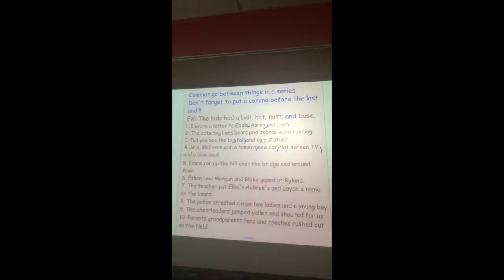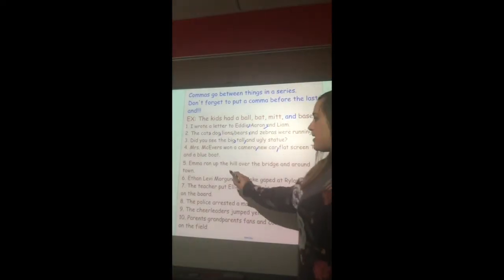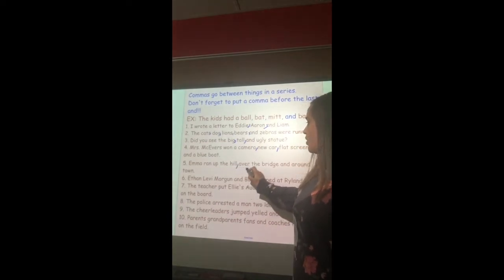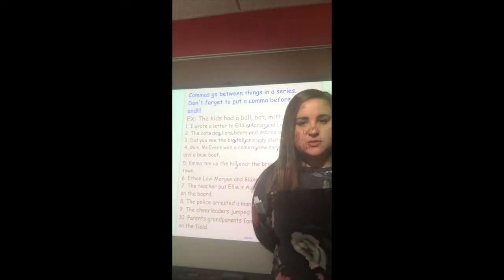Next one. Emma ran up the hill, over the bridge, and around the town. So think of the different places that they're listing. Emma ran up the hill, comma, over the bridge, comma, and around the town. So comma, comma, comma.